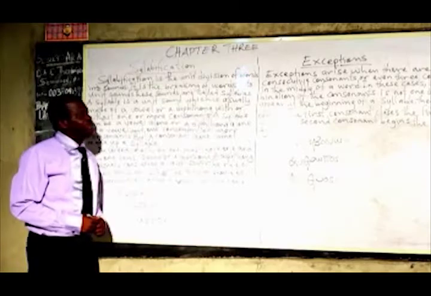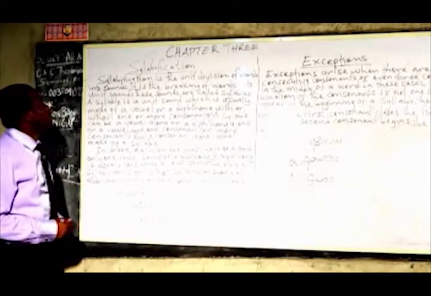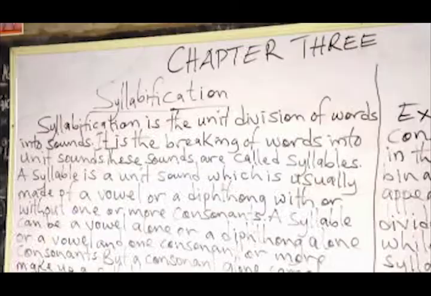We come to chapter 3. I will begin with syllabication. Syllabication is the unit division of words into sounds. It is the breaking of words into unit sounds. These sounds are called syllables.